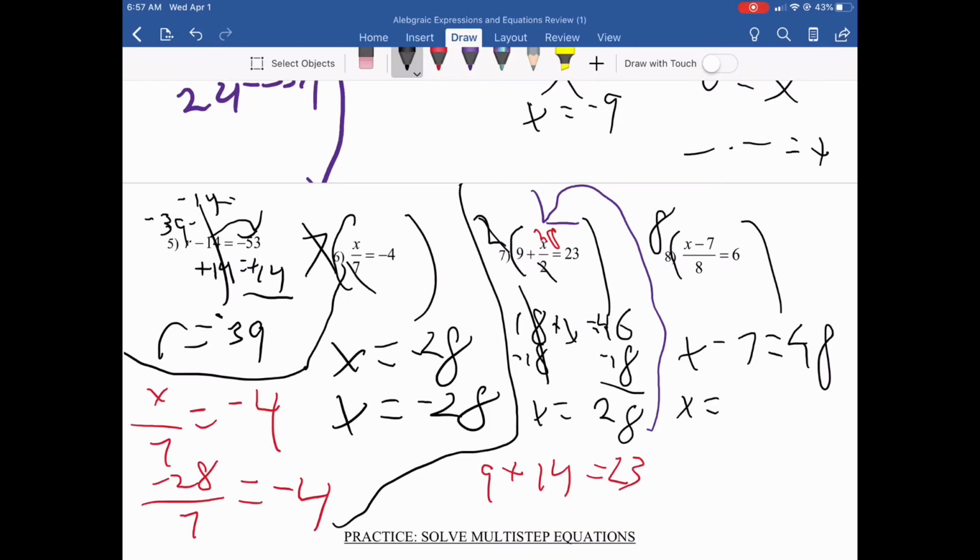X equals 55. You know what? Had a brain fart again. Let me make sure. How do I make sure? I check it. So I'm going to put the 55 into the equation. 55 take away 7 is 48. Divided by 8 equals 6. I just solved the equation. All right, so x is 55.